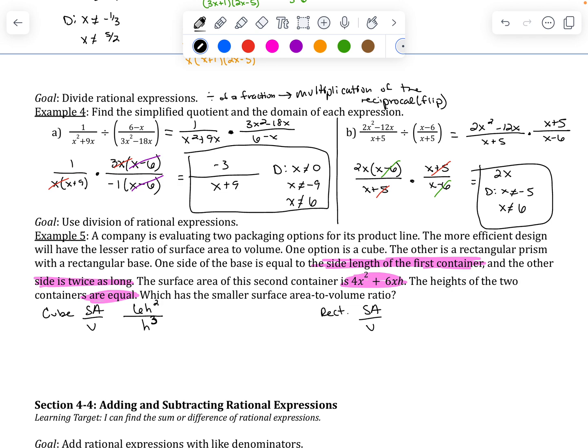Then let's talk about the rectangular one. Side length of the first container, that's the first volume piece. The other side length is twice as long. So if we're talking twice as long, that's 2h. And then the height, again, we labeled as h. So then we have 4x squared plus 6hx over h here.